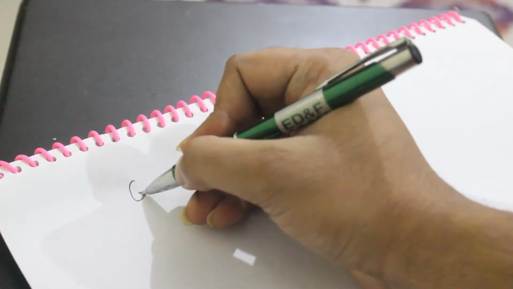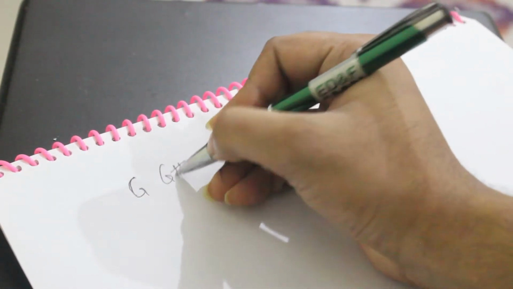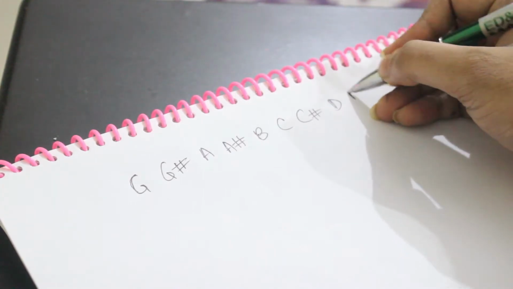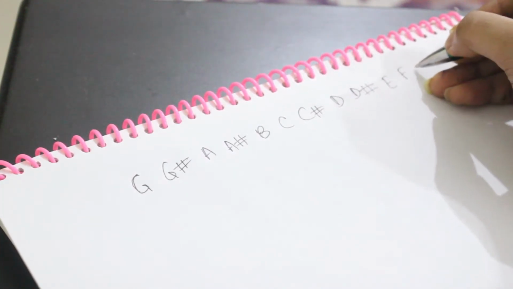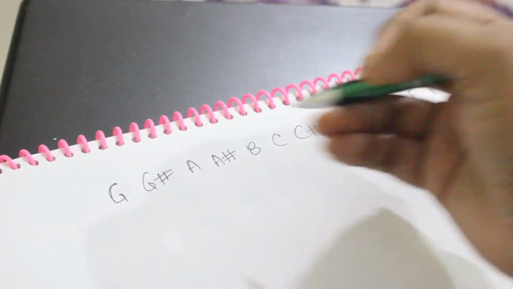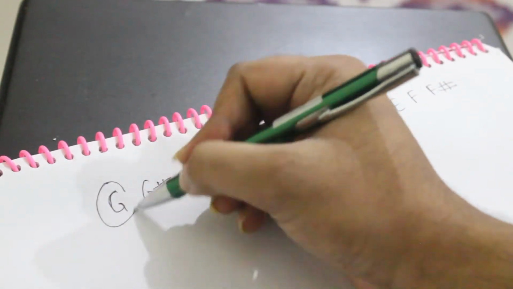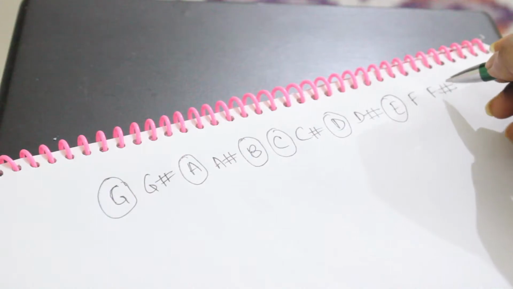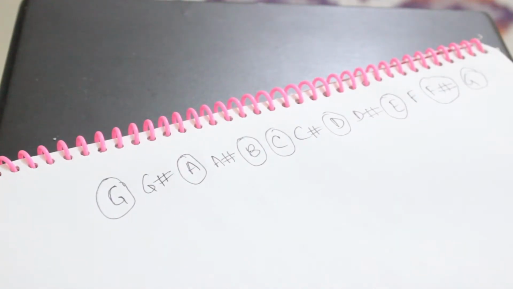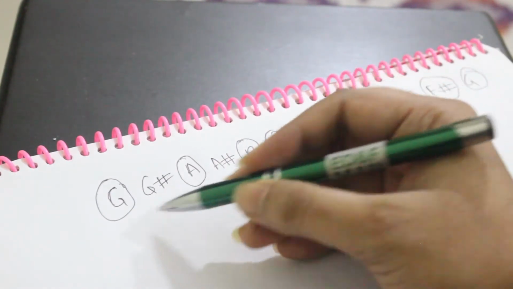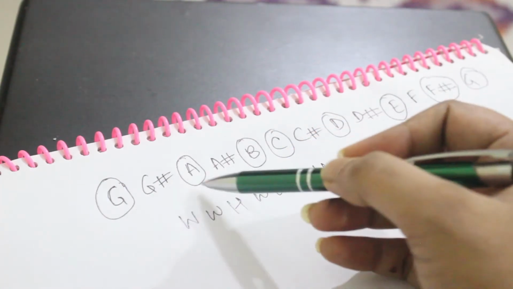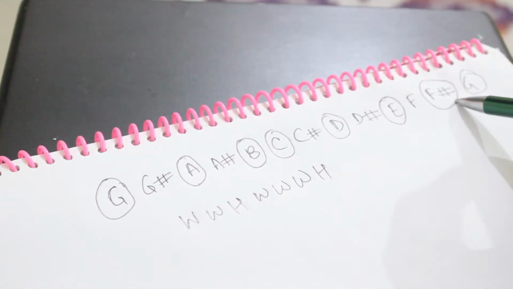Now you have to find out. I'll ask a question. Let's take G major: G, G sharp, A, A sharp, B, C, C sharp, D, D sharp, E, F sharp. Now you have to find out what will be the notes for the major scale. So first, second, third, fourth, fifth, sixth, seventh, and octave. How did we find that? By whole, whole, half, whole, whole, whole, half.